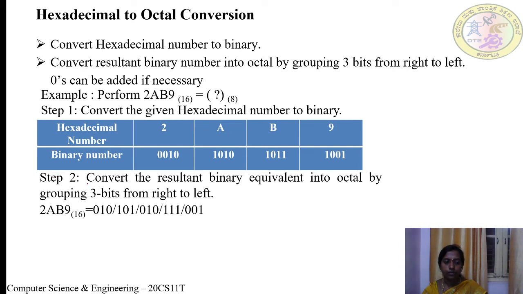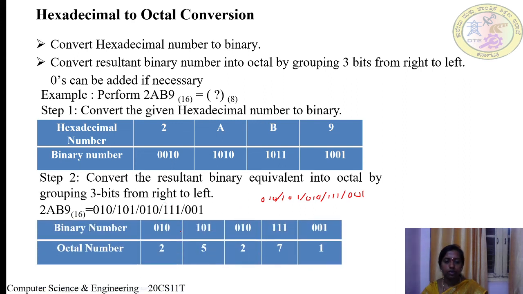Step 2. Convert the resultant binary equivalent into octal by grouping 3 bits from right to left. Hence, the resultant binary number can be further divided into binary groups, and each group is of 3 bits, that is 1, 0, 0, 1, 1, 1, 0, 1, 0, 1, 0, 1 and 0, 1, 0.